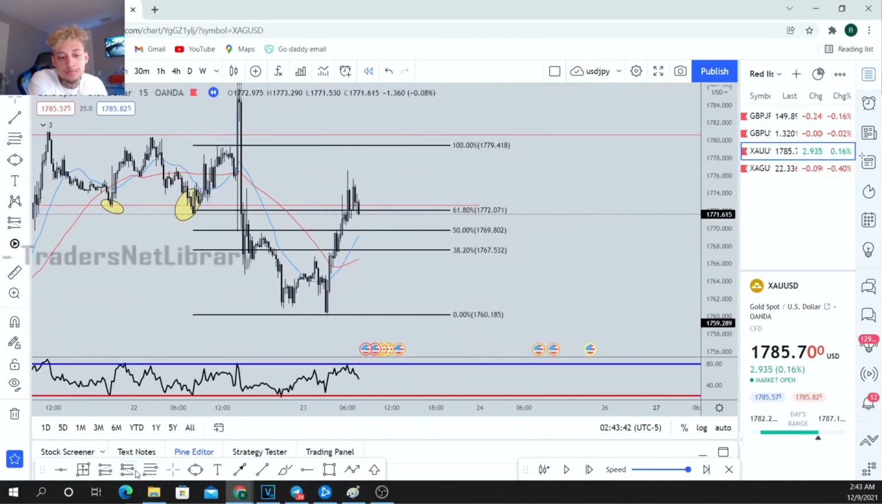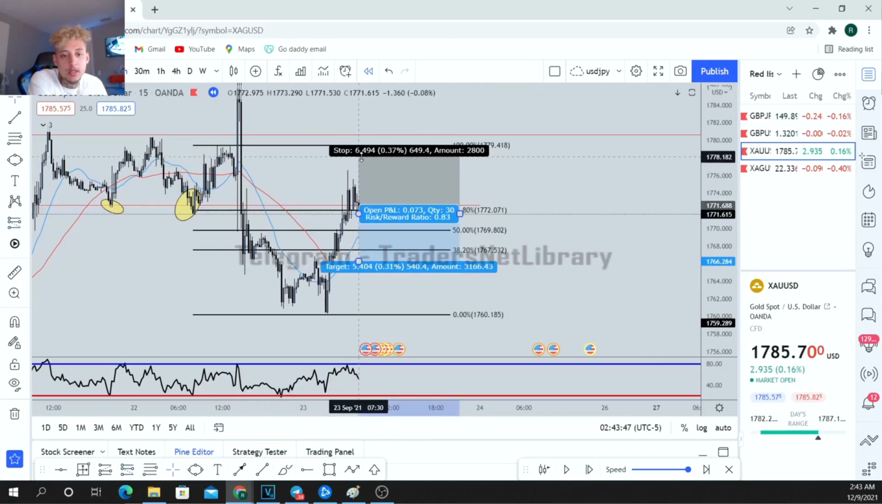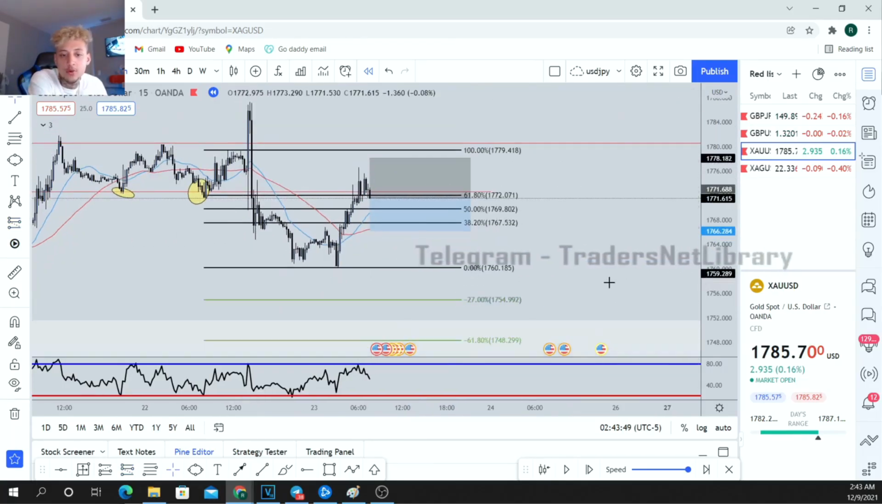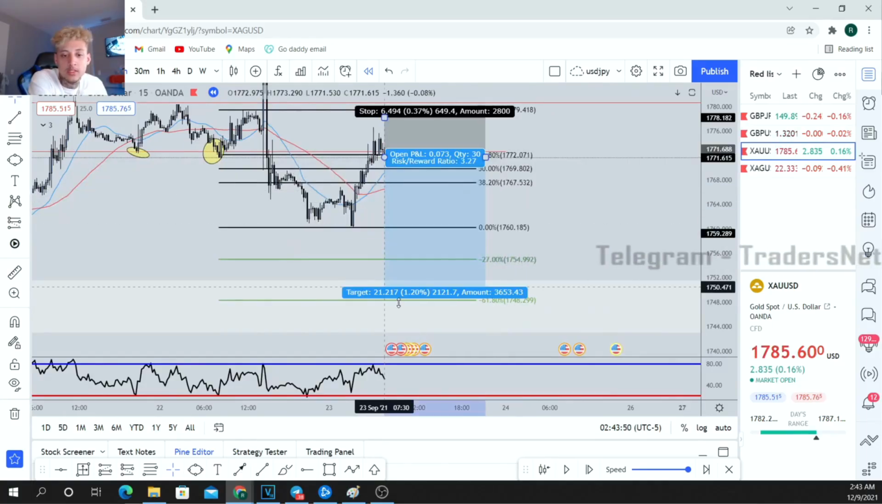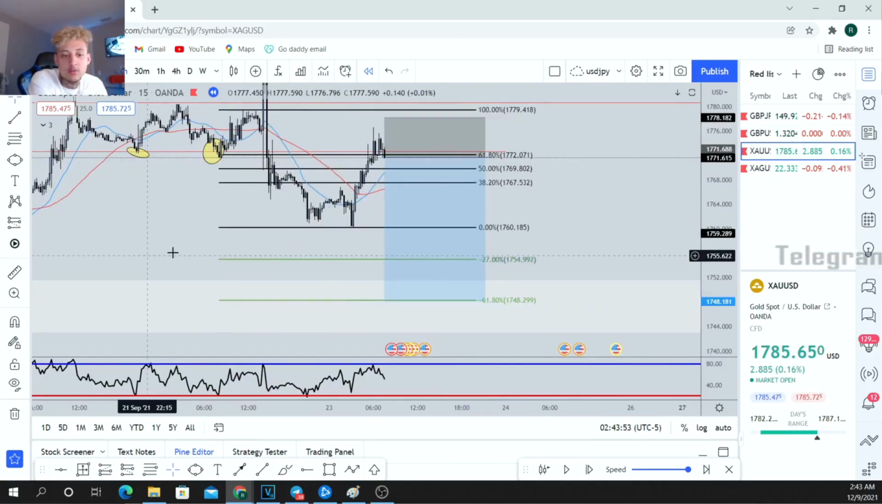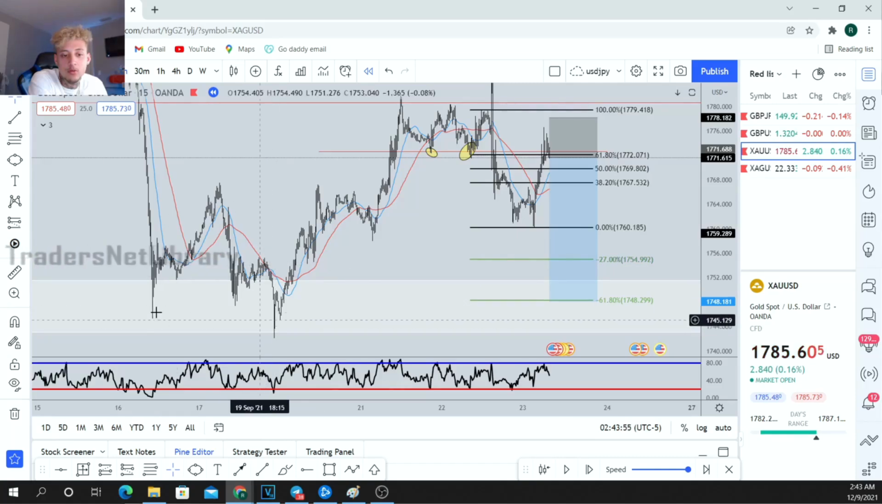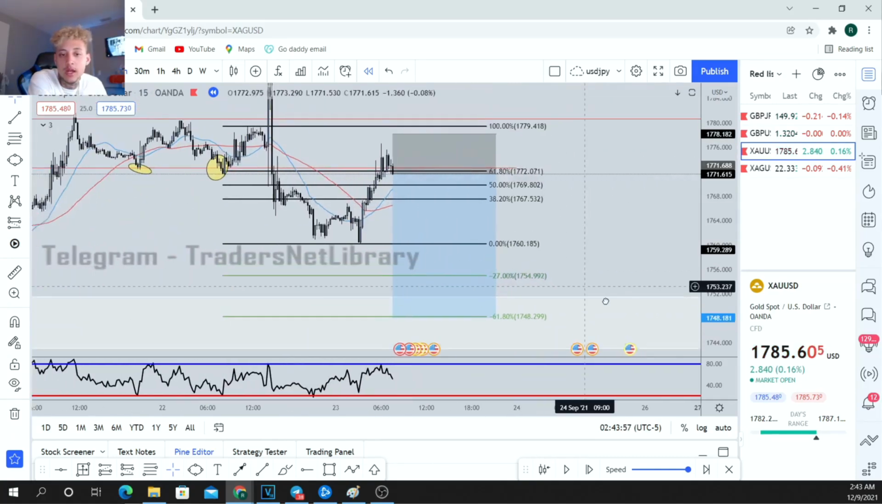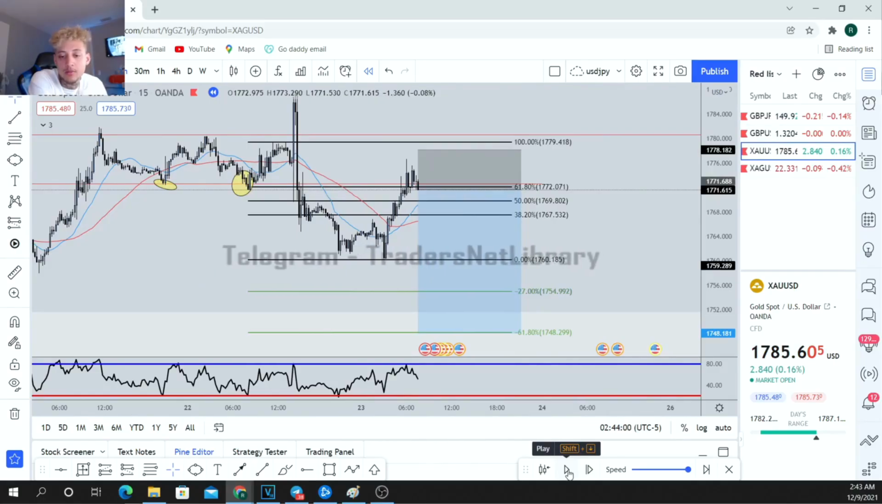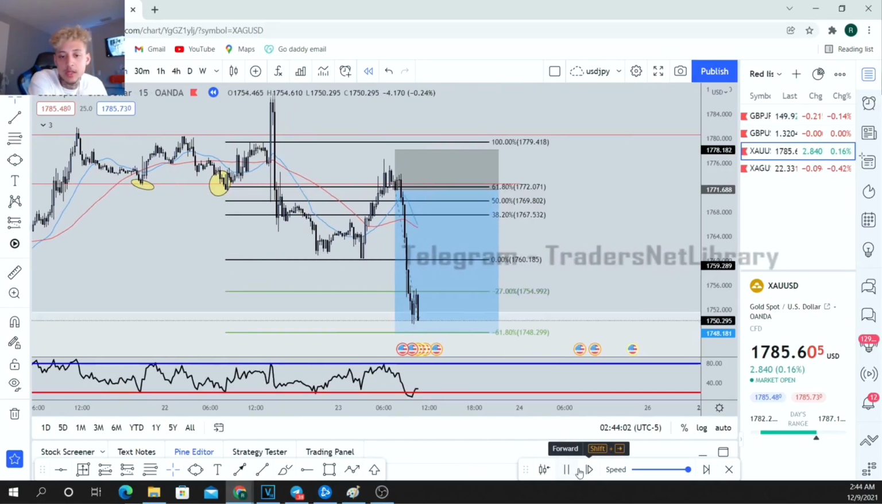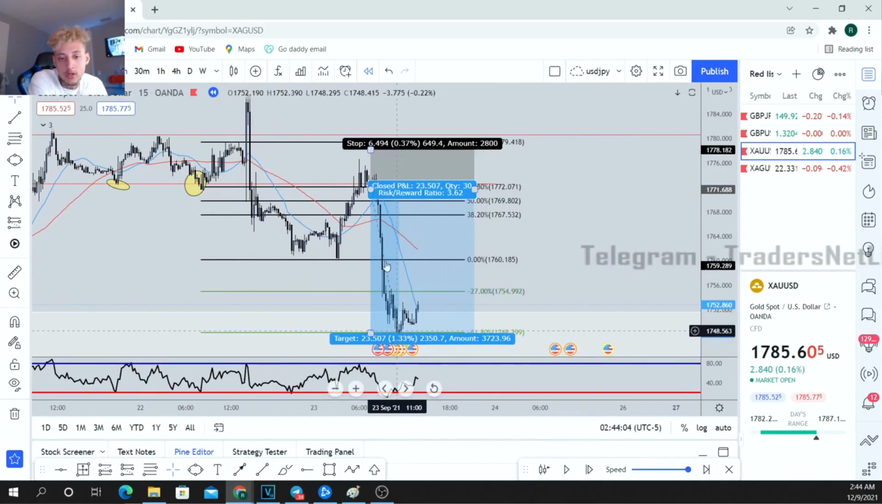So what could we do? We can say, hey, I'm going to enter now. My stop loss is going to be above this wick here at 64 pips. My take profit is going to be down here at this negative 61.8 extension level, where we have a level of supply and the daily time frame lows. Let's just press play, and price hit our target pretty much right away.